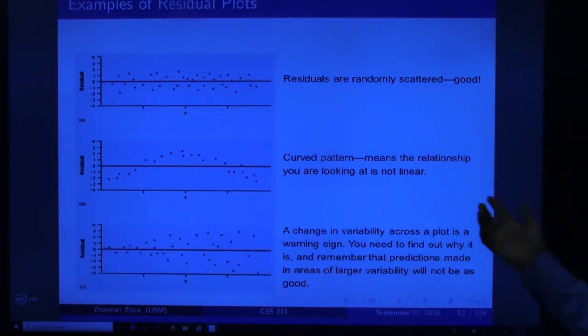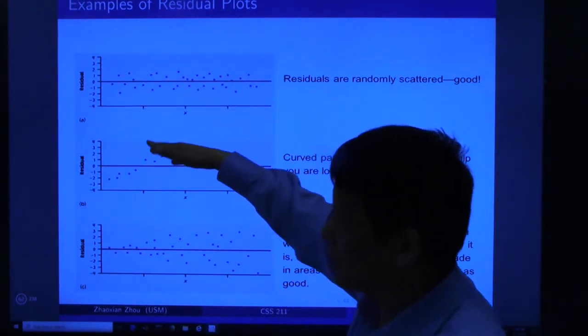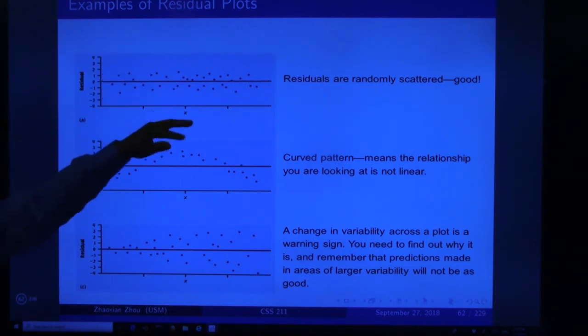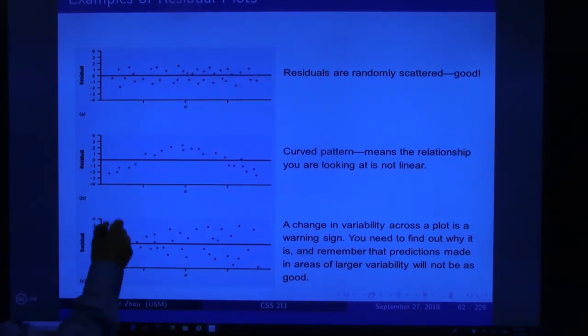Keep in mind, again, horizontal is x, and the vertical is not the y value, it is the residual. This looks like a very good residual plot. That means the residuals are randomly close to 0, randomly around this 0 line. So this is good. And in this one, the residual plot forms a curved pattern, like this.